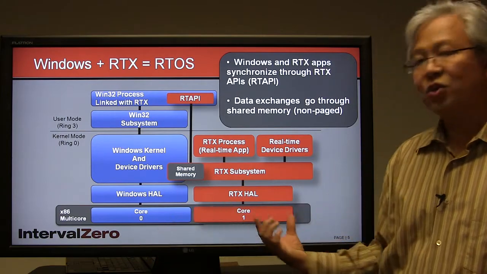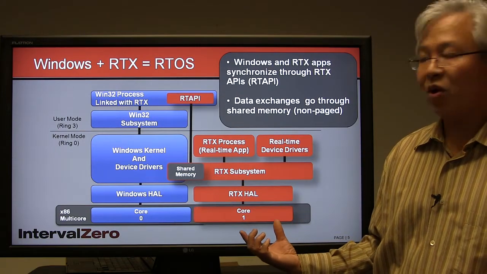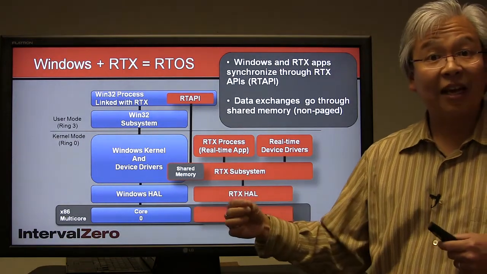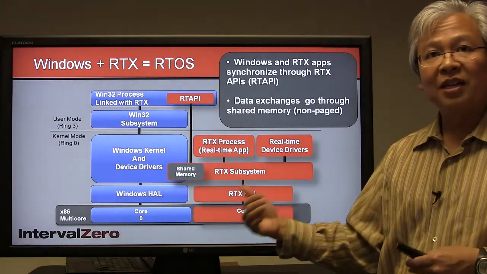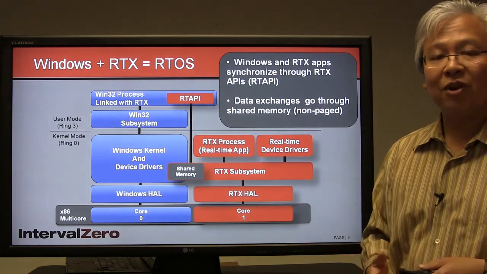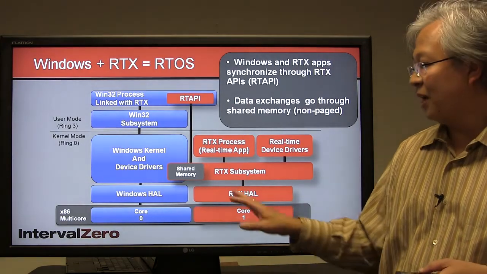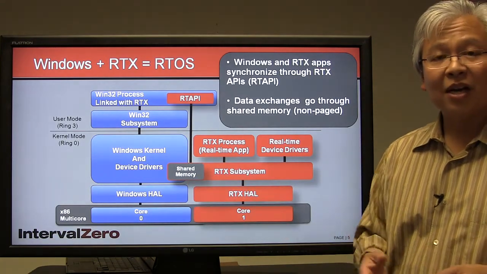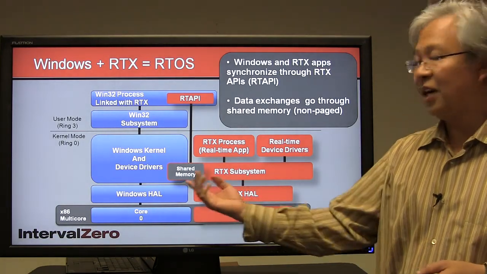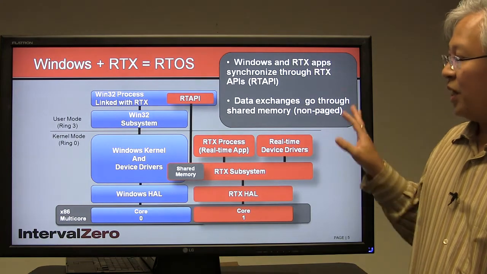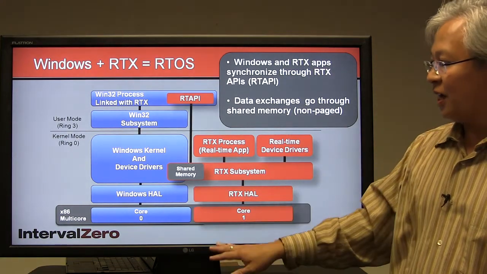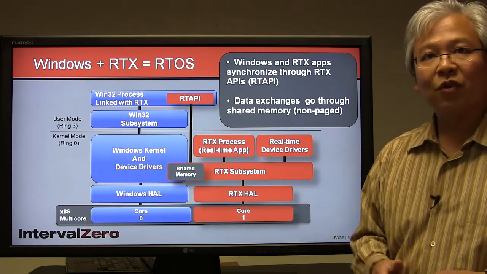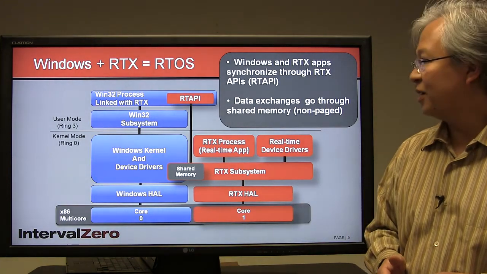Traditionally, these might be 2 separate processors on the same board, for example. To have communications, you'd usually have to have some dedicated serial port or some sort of dedicated peripheral used to communicate, which creates a lot of complexity and a lot of maintenance. Now we just have some APIs as well as some shared memory to do the synchronization as well as the data exchanges. Okay, so this is the Windows plus RTX as far as architecture. So this is how RTX transforms Windows into a real-time operating system.